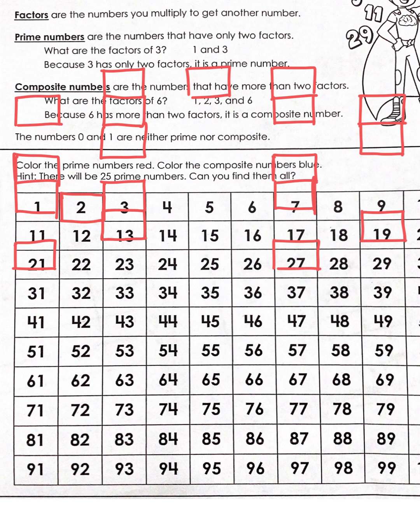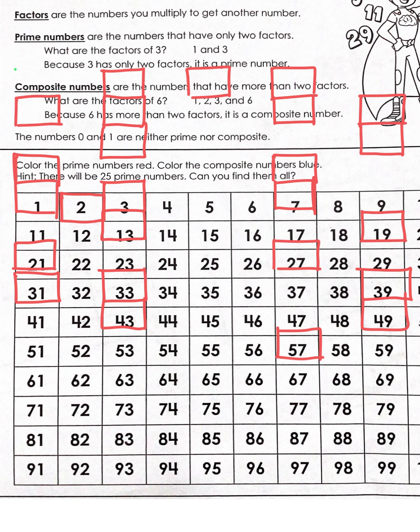On the sevens row, 71 is prime, 73 is prime, 79 is prime. On the next one, 83 and 89. And the last row, just 97. So those are all of my prime numbers.